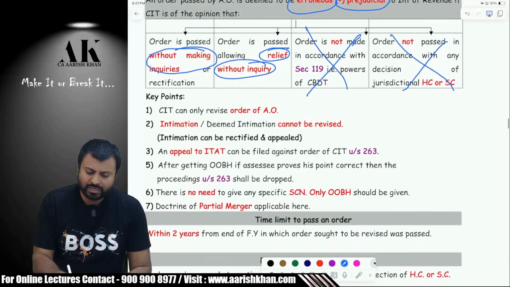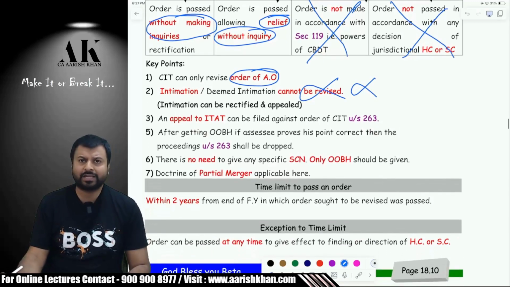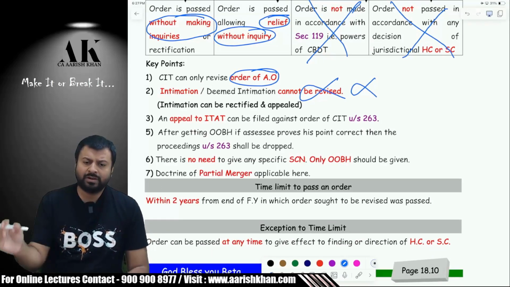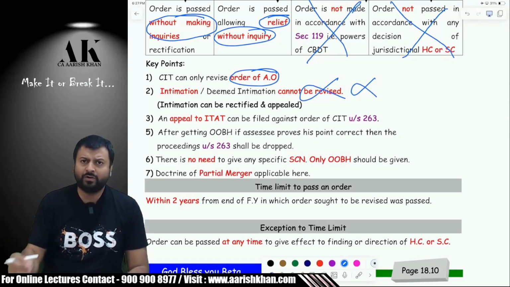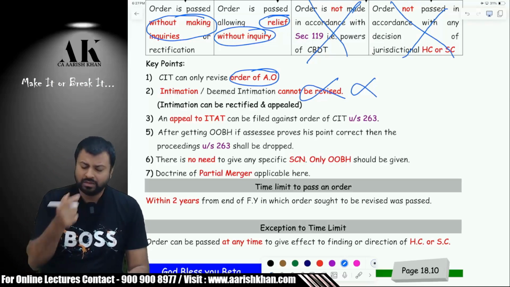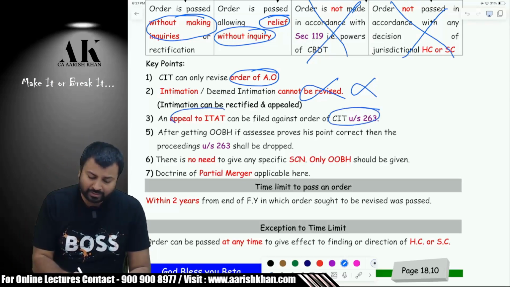Now, CIT can only revise AO's order. CIT cannot revise intimation or deemed intimation under the income tax law. Intimation and deemed intimation cannot be revised. I have told you earlier also, it can only be appealed and it can only be rectified under 154. If you are not happy with CIT's order, you can make an appeal to ITAT.